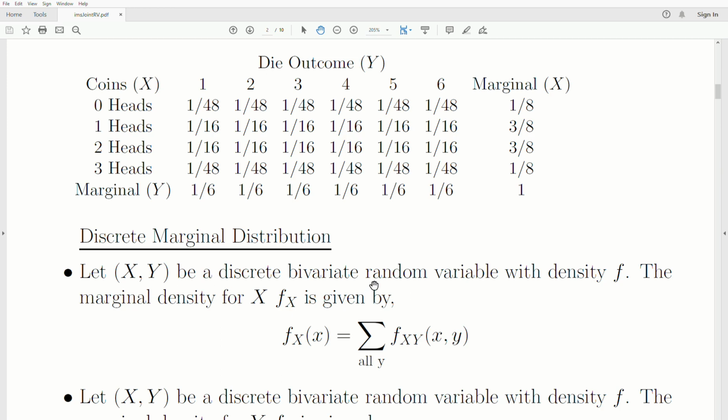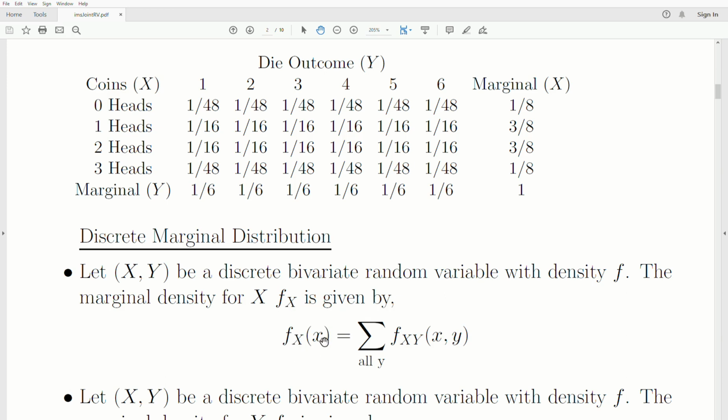So let X and Y be a discrete bivariate random variable with density f. The marginal density for x, f sub X, is given by this. So it's the joint density. Now some call this probability mass function, but it's 100% okay to call it a density of the discrete type, and so I'm going to call it a density. So if you take the density and sum out the y values, that leaves the marginal of x.